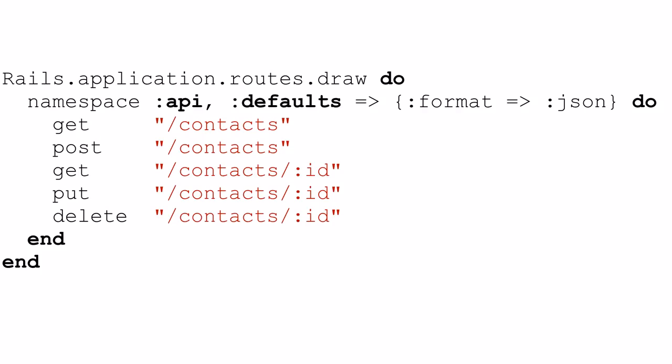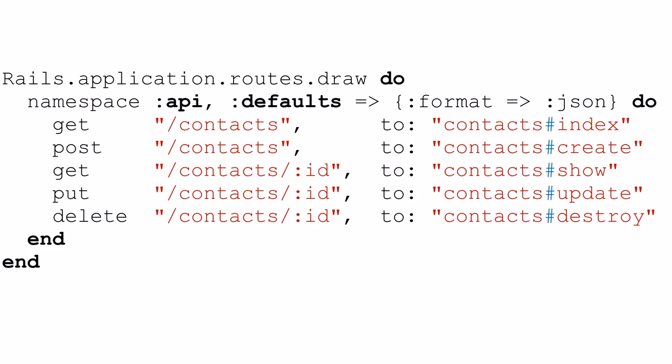That namespace API thing there just adds the word API in front of the unique resource identifier. So our API is going to be accessed at /api/contacts, say. So we go from routes to a controller so that we can respond differently to each request. The first request that comes in, GET contact, will be handled by a controller called contacts and the action called index, and the same thing for the rest.